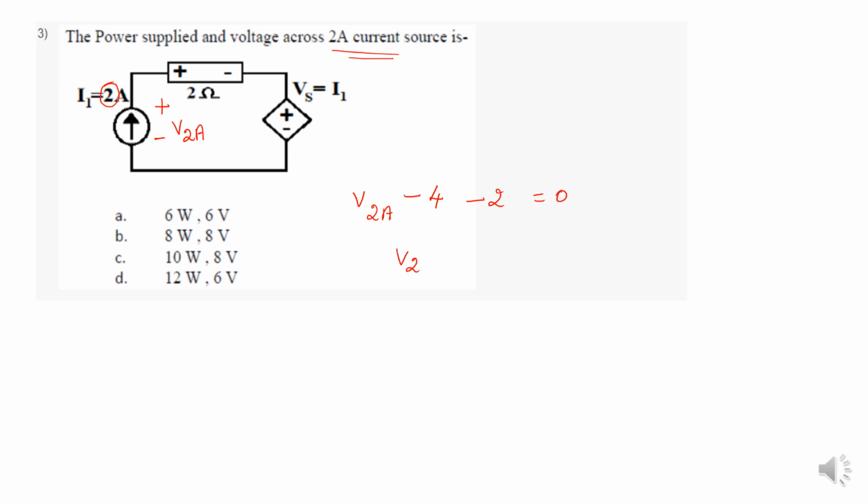So V2A equal to 6 volt. Then what is the question? Power supplied by the current source. What is the power supplied? Power supplied is V into I. That is the formula. So V is 6 and I is equal to 2. So 12 watt. The answer is 12 watt and 6 volt is the correct answer.